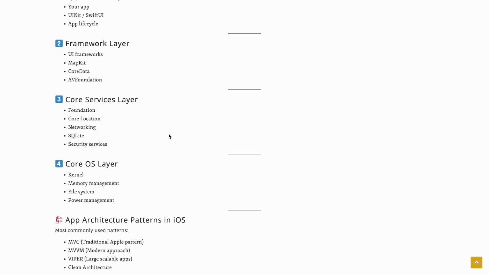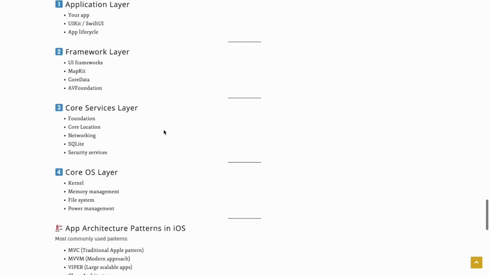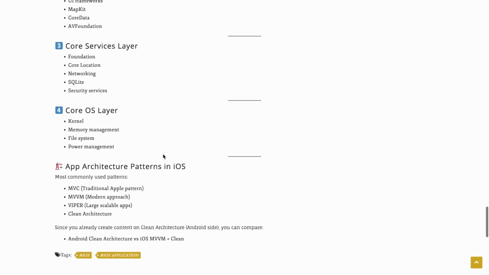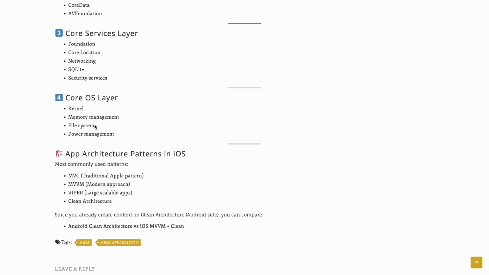You just need to understand these are the components. Basically this is all about the architecture of iOS. No need to worry about how it works, but you need to remember these four layers and what the components of each layer are. That is important to understand. Core OS layer: kernel, memory management, file system, power management. These fall under the core OS layer.